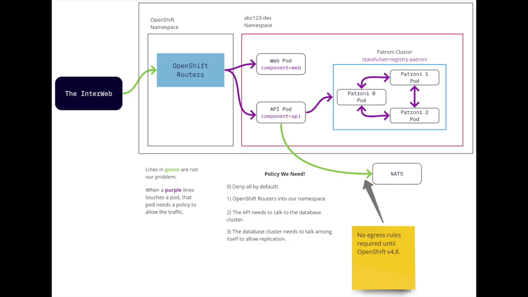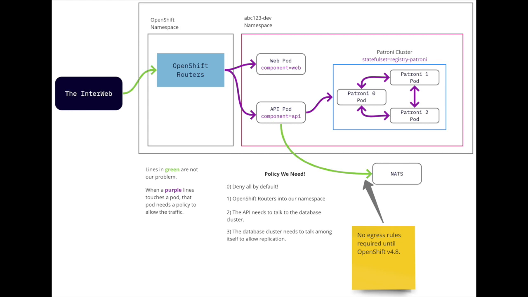Now let's take a look at writing custom network security policy. For this example, we're going to focus on the purple arrows. The first policy we're going to write is a default deny all. It's going to create the walled garden. That's the red border around all of your pods, protecting your namespace.